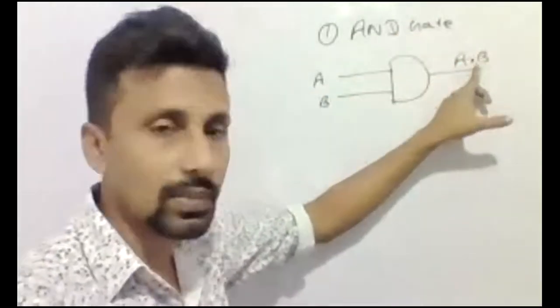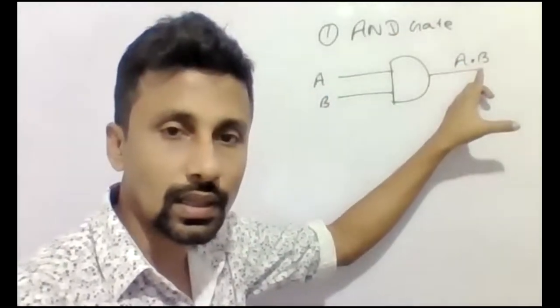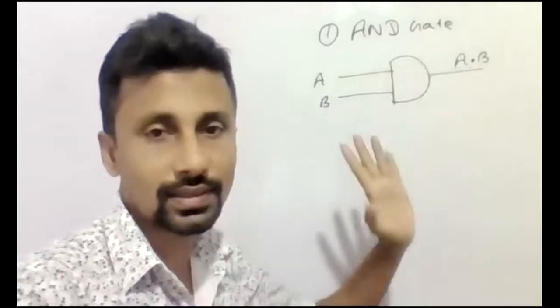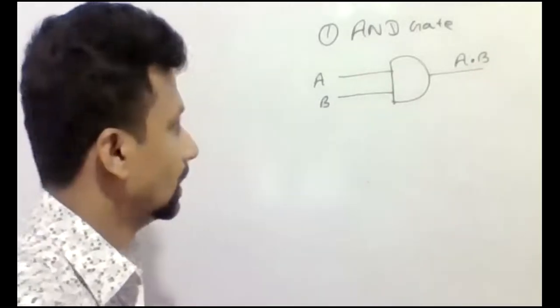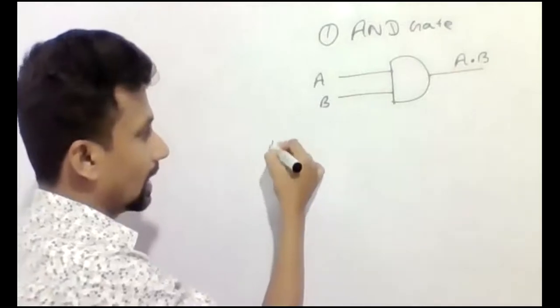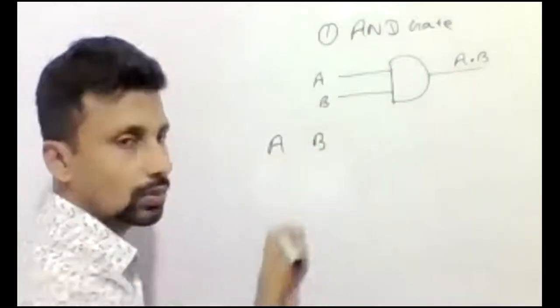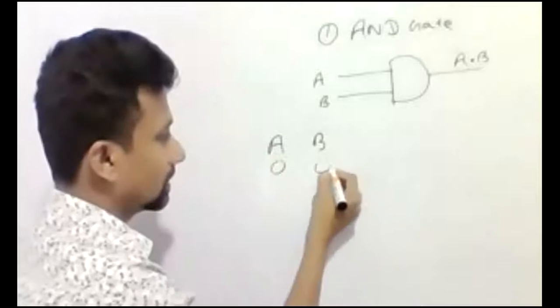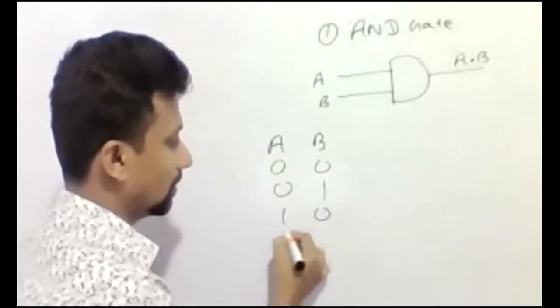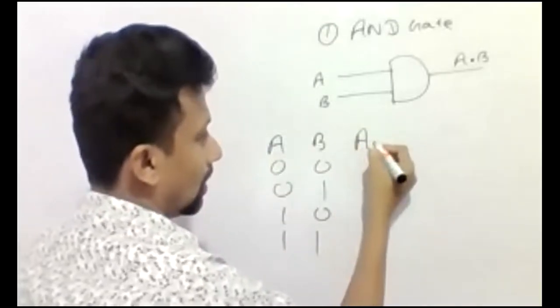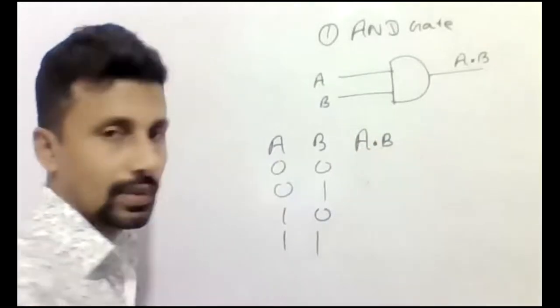So AND gate can be represented with the dot. Even if you don't have a dot, A, B, that's the same, right? So I will write the truth table here. Two inputs: 0 0, 0 1, 1 0, 1 1. Your output will be 4 outputs are coming.